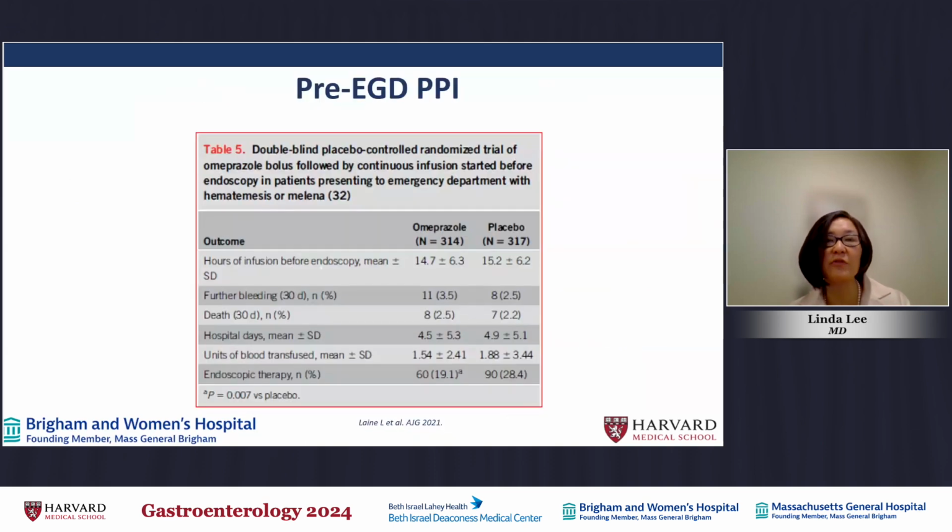Now, looking at this issue of IV PPI before endoscopy, this is a randomized trial. And what you can see here is that for the clinically meaningful outcomes of further bleeding, mortality, length of stay, and units of blood transfused, there was no significant difference between the omeprazole group versus placebo. The only thing that was different by administering IV PPI before the endoscopy is that endoscopic therapy was rendered less commonly with the IV PPI compared to the placebo arm.